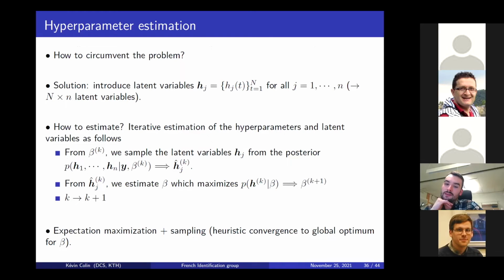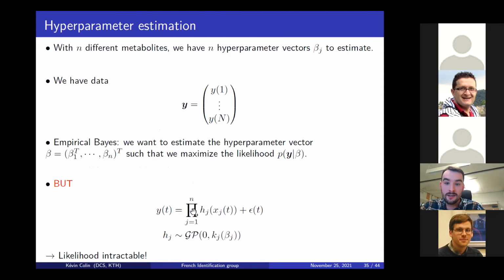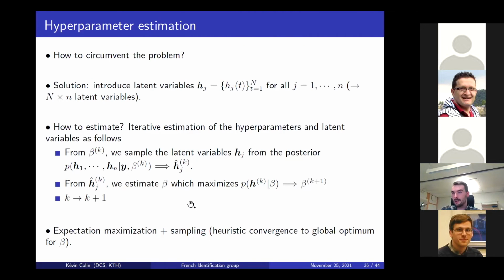And the idea that is often done in GP regression is to introduce latent variables in order to simplify the modeling. Latent variables are variables that are hidden in our model, and these variables here are indeed hidden because we have the data of y, we have the data of x, but we don't measure h. So we are going to consider this as our latent variable. So these are basically the latent variables we are considering. We have capital N data, and since we have small n modulation functions, the number of latent variables we are going to introduce is capital N times n.